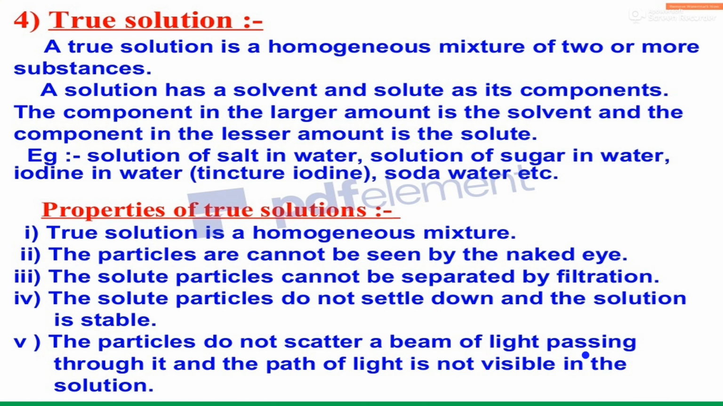Now we will discuss more about them. First is your true solution. A true solution is a homogeneous mixture of two or more substances. A solution has a solvent and a solute as its components. The component in the larger amount is called the solvent, and the component which is in the lesser amount is called the solute. If you take solution of salt in water, then usually we take more water and less salt. So salt is the solute and water is the solvent.